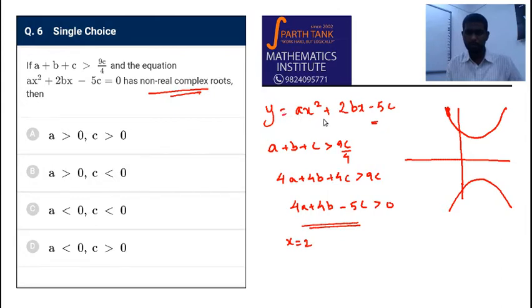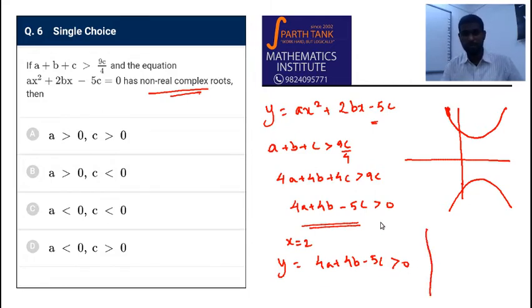y will also become 4a plus 2 into 2, 4b, right? If x is 2, x square is 4, 2x is also 4. Therefore y will become 4a plus 4b minus 5c. The link is to see this minus and minus, 5c, minus 5c. So y is also greater than 0. Okay? No problems at all.